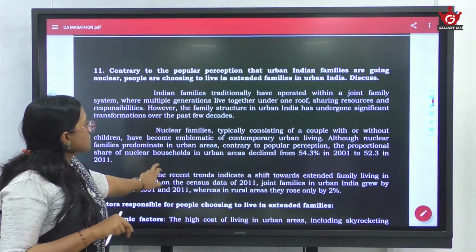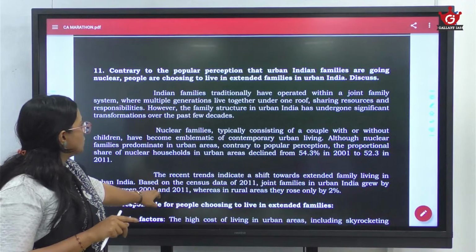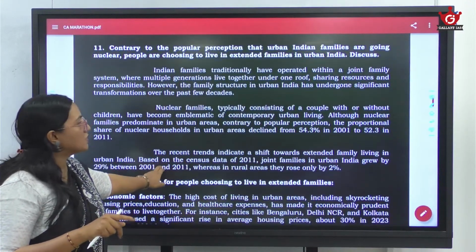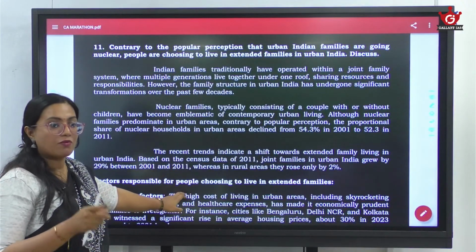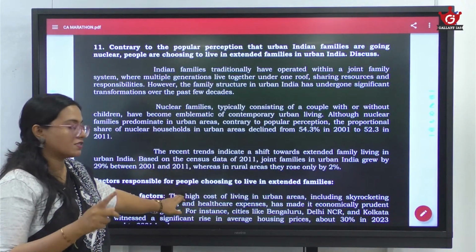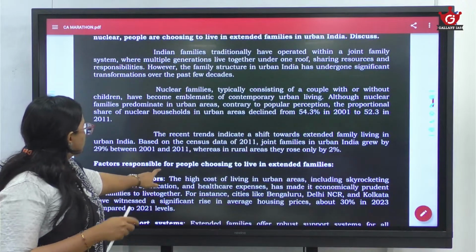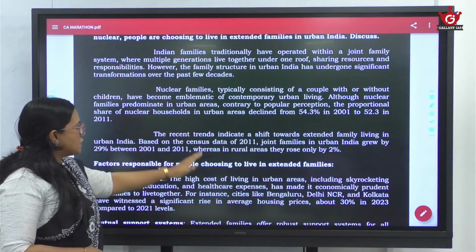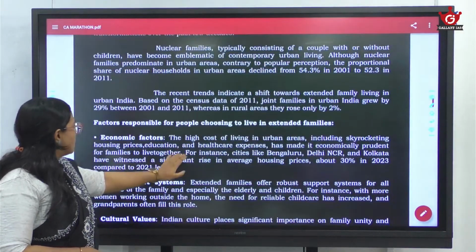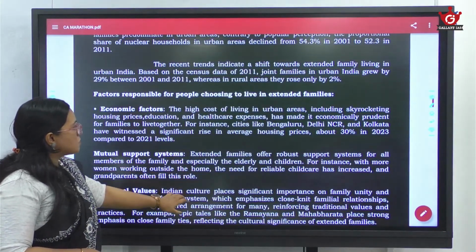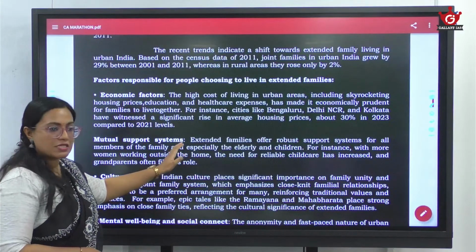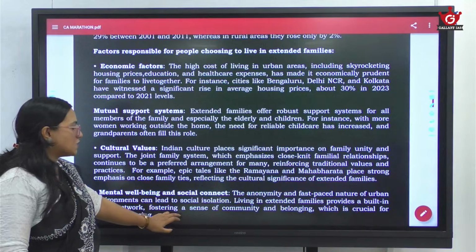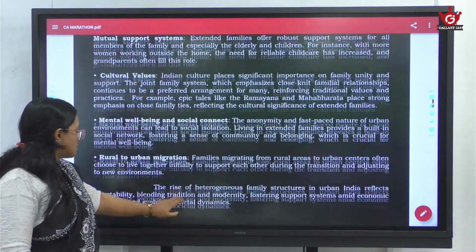Now, contrary to the popular perception that urban Indian families are going nuclear, people are choosing to live in extended families in urban India. So discuss whether it is good or bad, and what the factors leading to it are. Here it talks about the basic facts given in the National Family Health Survey. Factors responsible for people choosing extended families: one is economic factors, then mutual support system, cultural values, mental well-being and social connect.